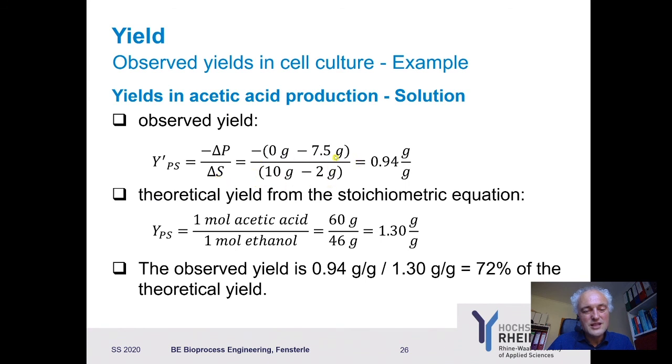I don't see in this reaction what part of the substrate goes into the product and what part of the substrate goes in other directions. So the substrate consumed consists of the substrate which goes into the product plus the substrate which goes into something else, which is the observed yield. And this is exactly what is written in equation 21 for the biomass.